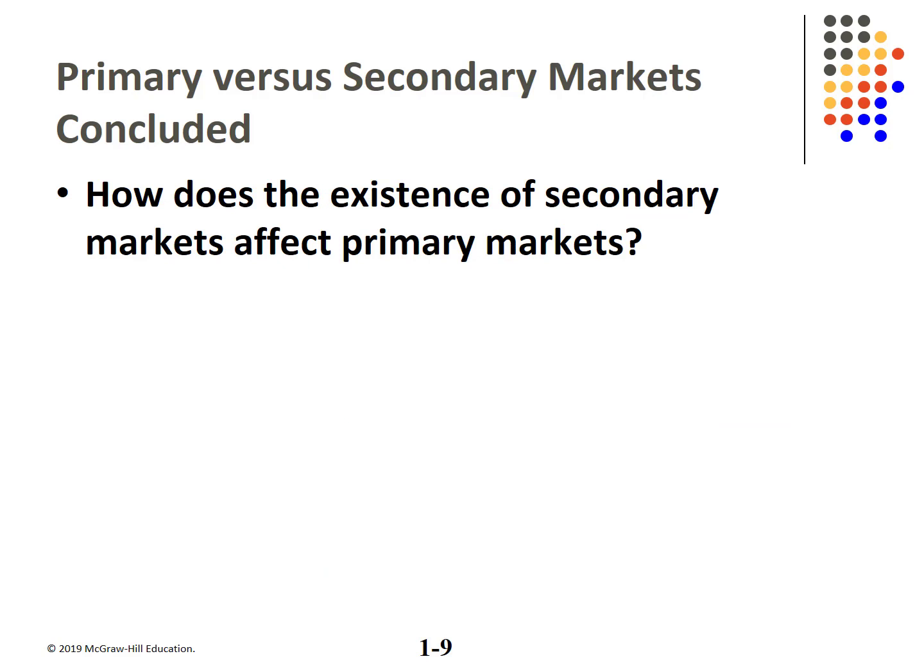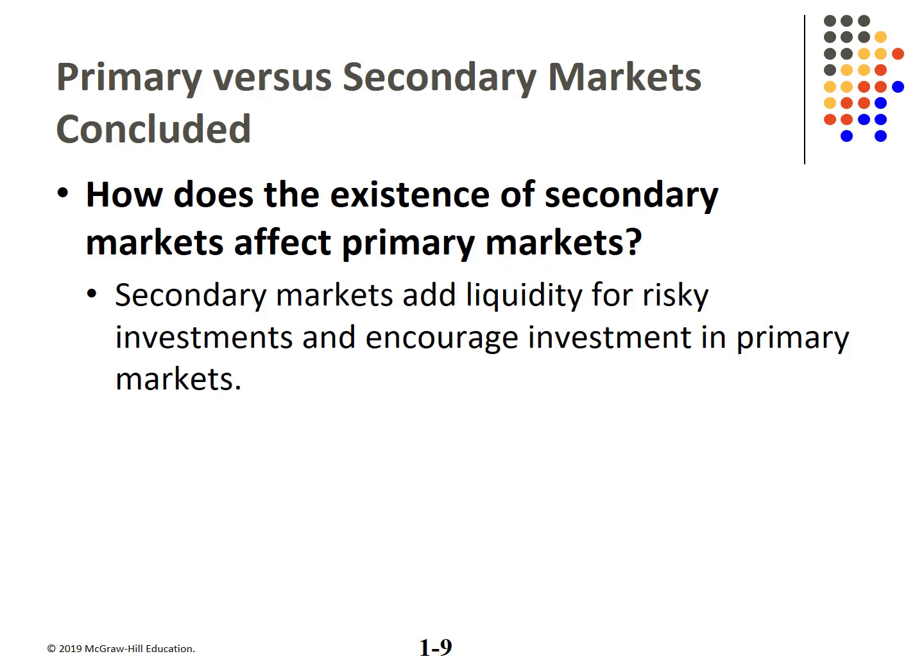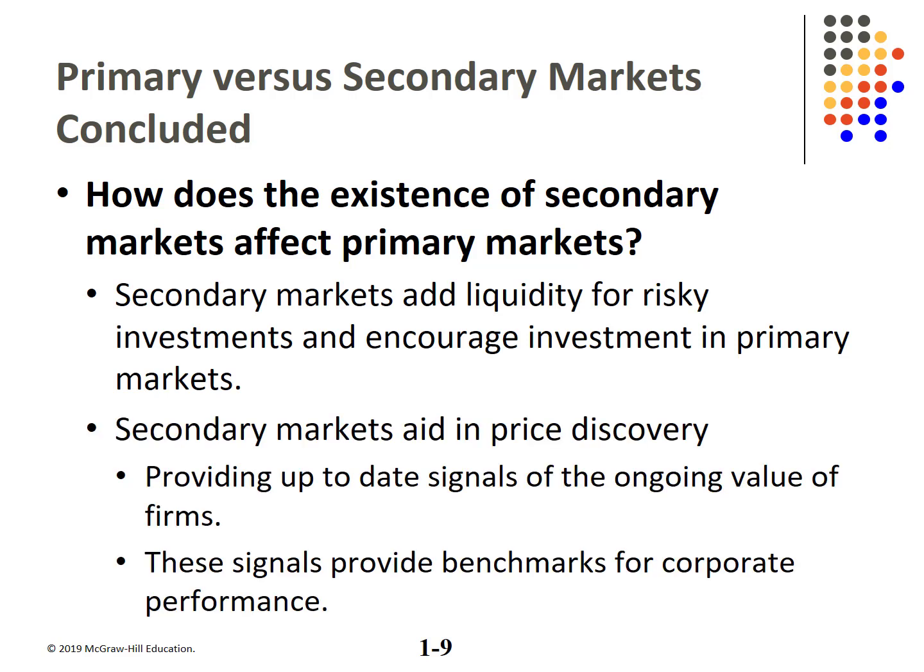So how does the existence of secondary markets affect primary markets? Secondary markets add liquidity for risky investments and encourage investment in primary markets. Secondary markets also aid in price discovery, providing up-to-date signals of the ongoing value of a firm. These signals also provide benchmarks for corporate performance. It is not true that secondary markets are simply a legalized form of gambling.